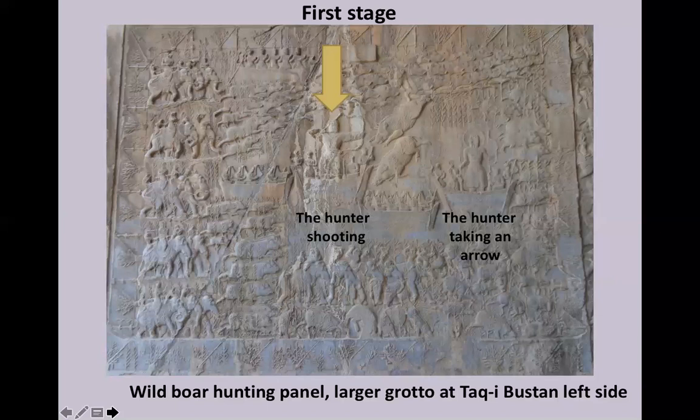Another detail in this panel is the figure of the king. You see, he is hunting in the marshes and he is standing on a boat and he's repeated twice. In the central part of the panel, he is shooting the wild boars. On the right, he is taking an arrow that his attendant is giving him. And very interesting, he has a halo behind his head.